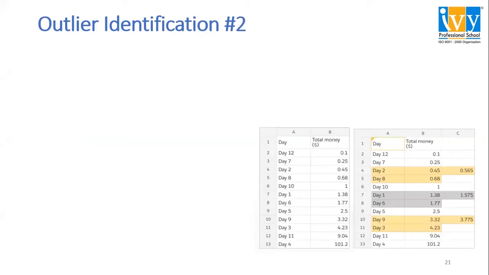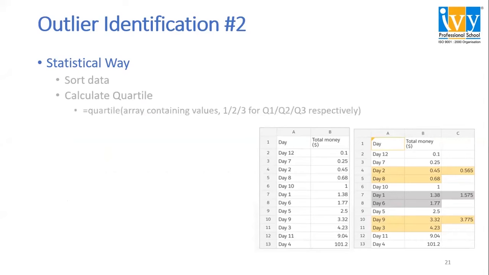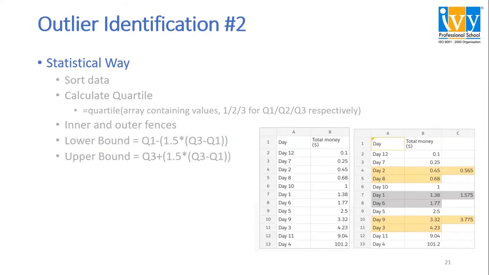Outlier identification 2. This is a statistical way of identifying outliers. We need to sort the data, calculate the quartiles, and apply the formula here. We want the inner and outer fences, which we call the lower and upper bound. The lower bound formula is this. This is the upper bound formula. And this is how we can find the outlier.